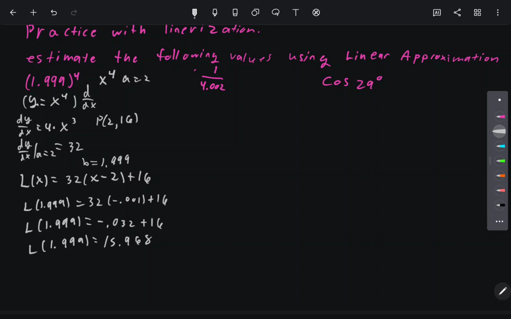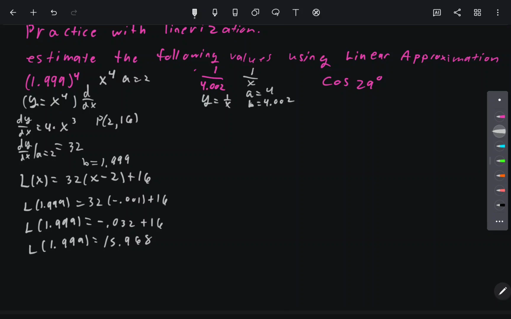So now, for this next function, this looks like 1 over x. So we're going to say y is equal to 1 over x. We know our a value is going to be 4 because that's what's going to evaluate easily. And then finally, our b value is going to be 4.002. Alright.